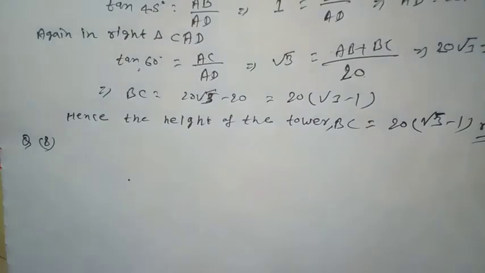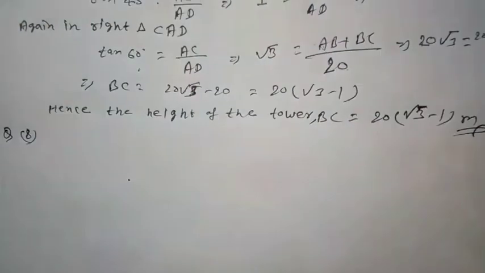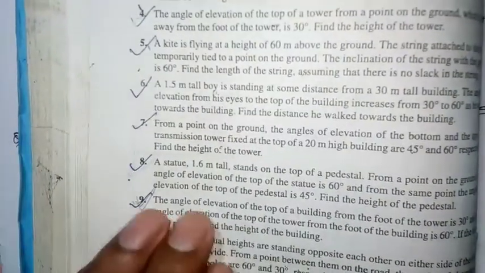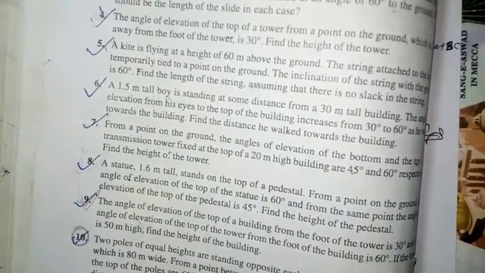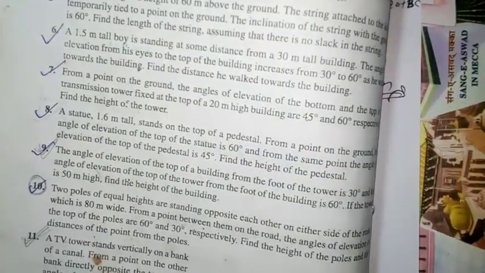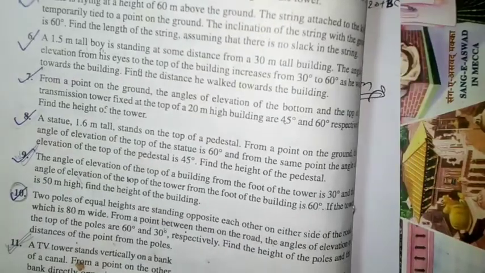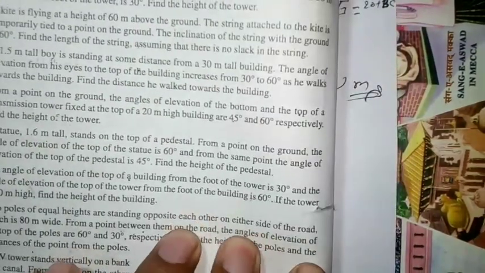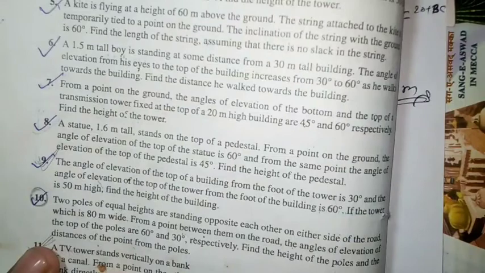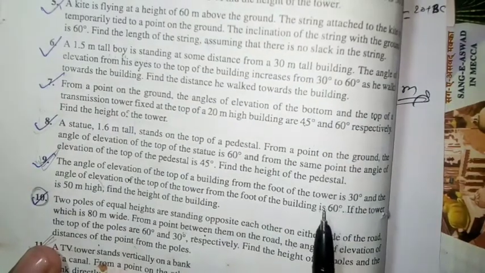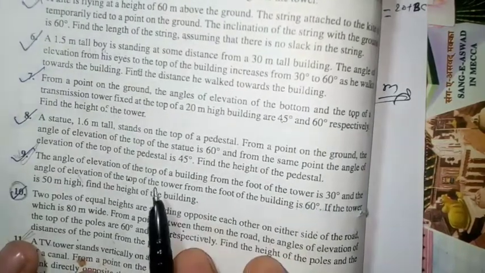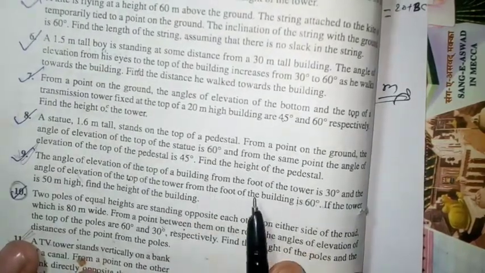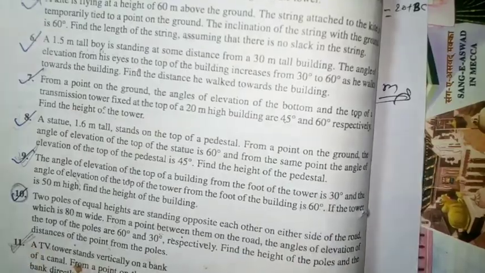The next question, question number 8. A statue 1.6 meters tall stands on the top of a pedestal. From a point on the ground, the angle of elevation of the top of the statue is 60 degrees. From the same point, the angle of elevation of the top of the pedestal is 45 degrees. Find the height of the pedestal.